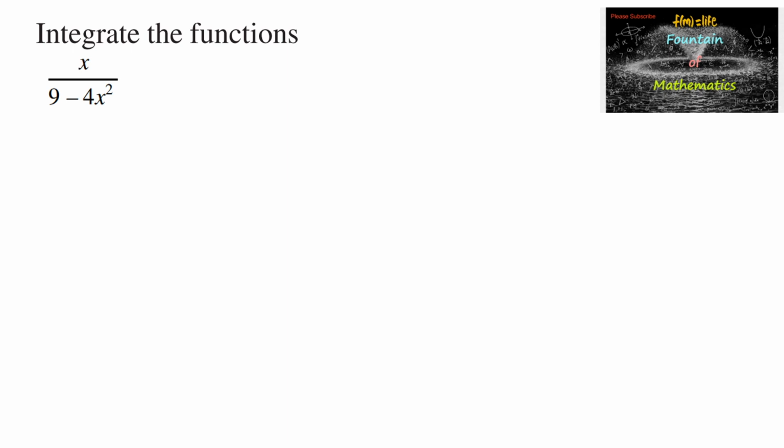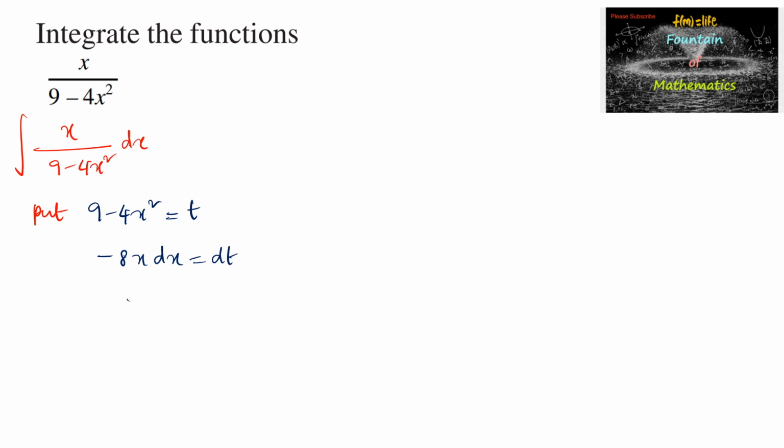Integrate the function x upon 9 minus 4x square. We can write the integral of x upon 9 minus 4x square dx. So here let us substitute. Put 9 minus 4x square is equal to t. So we have minus 8x dx is equal to dt, or we can write x dx is equal to minus 1 by 8 dt.